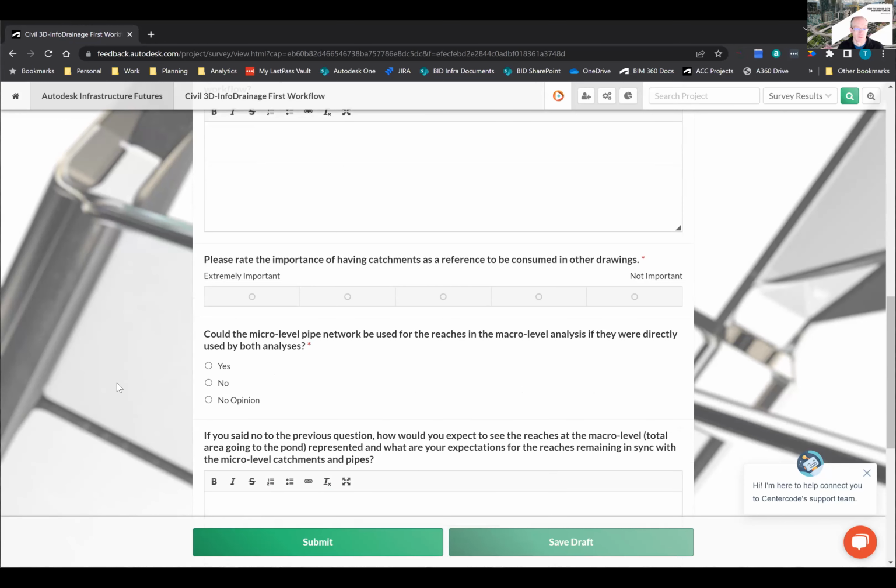Beyond that, if you could rate the importance of having catchments as a reference to be consumed in other drawings. The first thing people would think of is, would it be useful to have catchments as derefs? Is that something that would be absolutely critical in this workflow? Super important versus not important at all.